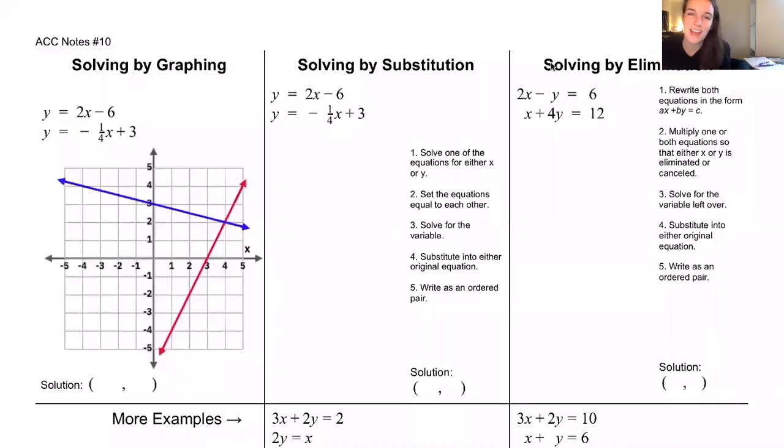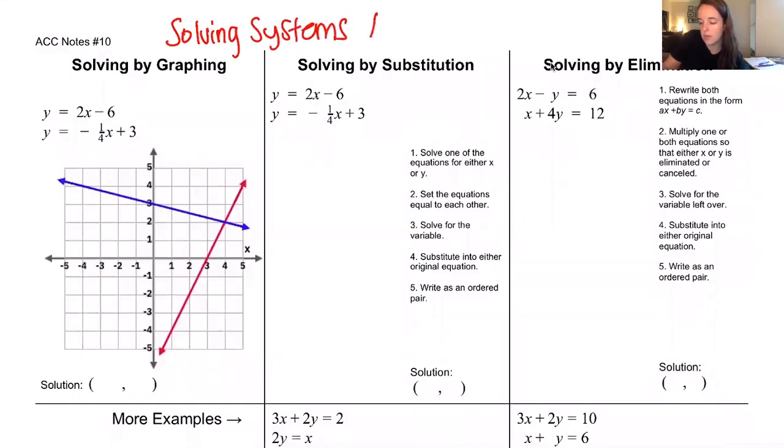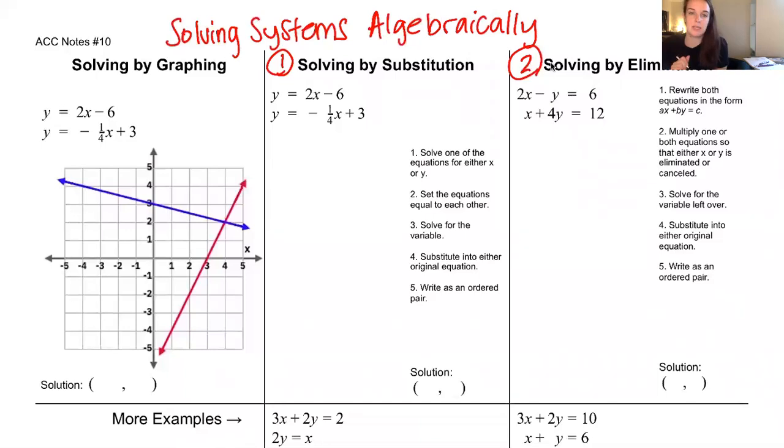Good afternoon. Today we are going to work on solving algebraically. So if I was going to title these notes, I would say it is solving systems algebraically. I think I spelled that right. Solving systems algebraically. And today we're going to learn two methods. The first method is solving by substitution, and the second method is solving by elimination.